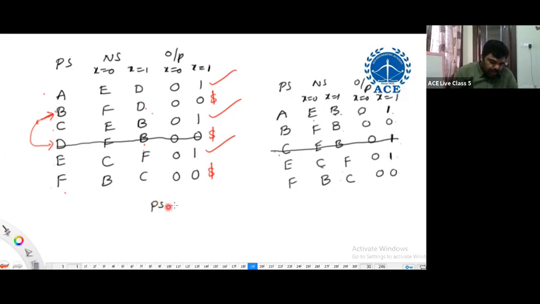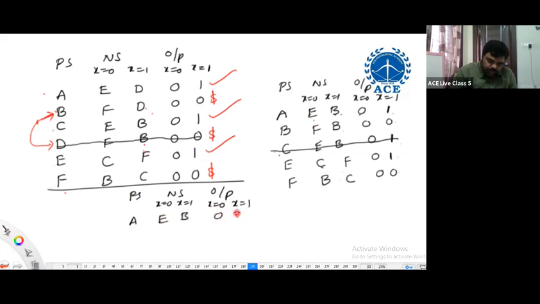Minimize the present state. You can write like this also, not a problem. If you're not able to understand removing states in one table, you can do this. Present state, next state, and output. Next state for x equal to 0, next state for x equals to 1. Output for x equal to 0, output for x equals to 1. So what is it here? A, and here it is E, B, 0, 1. Next, B, what is here? FB, then it is 0, 0.